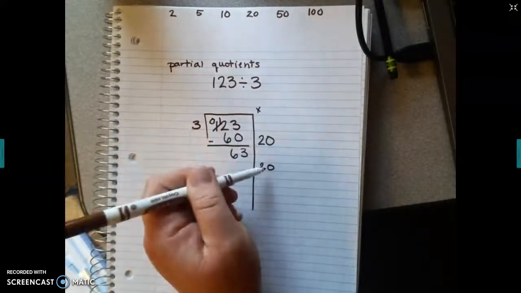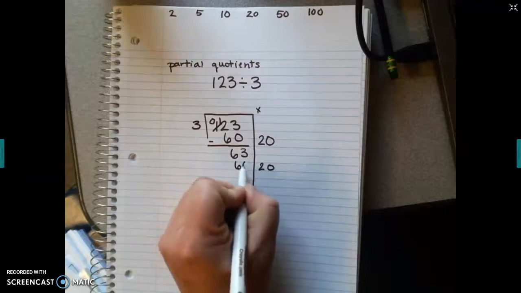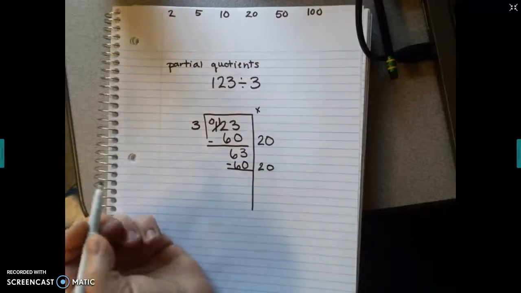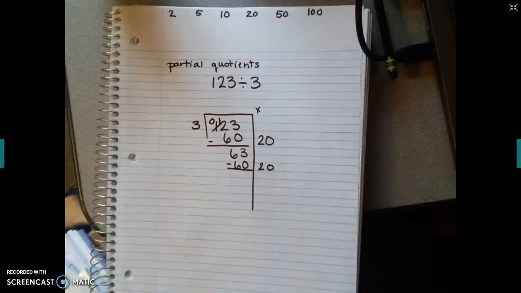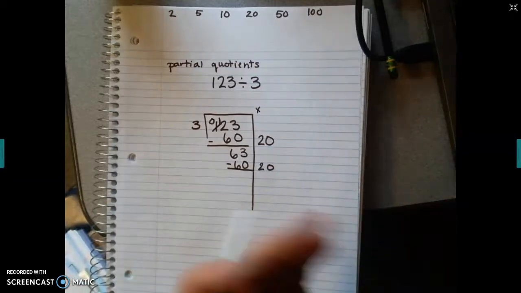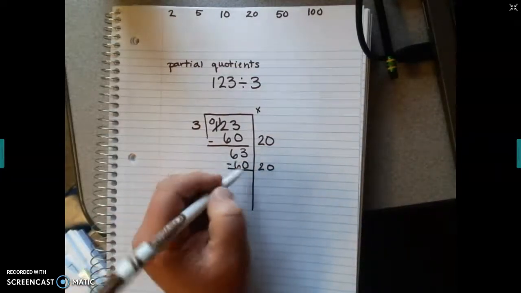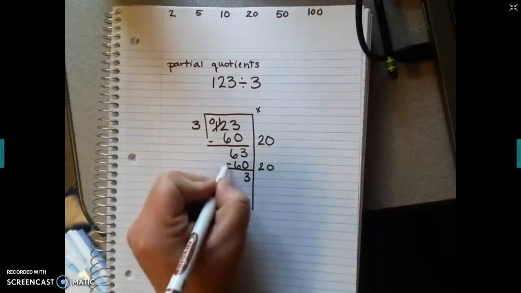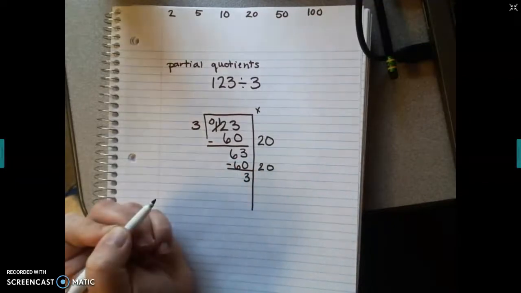3 times 20, put the number under here with the place values lined up, and subtract again. We're just repeating the process until our number gets too small or we have no number left. So 3 minus 0 is 3. 6 minus 6 is 0.